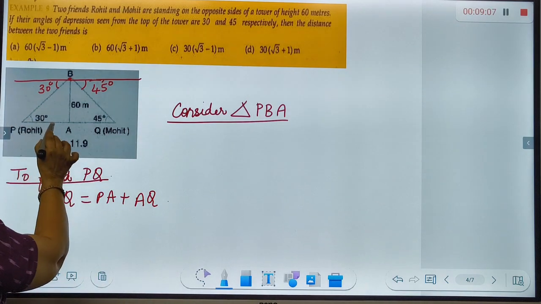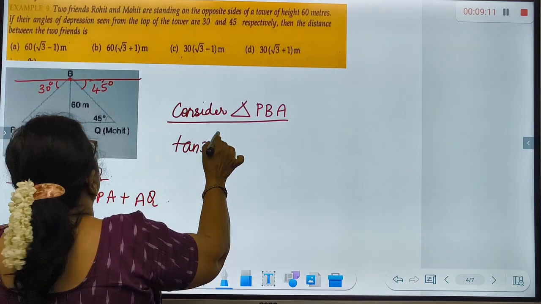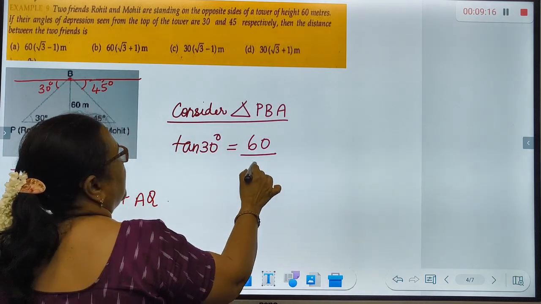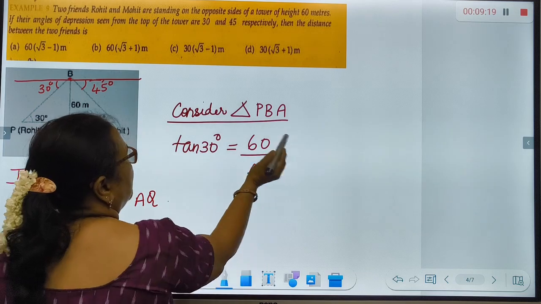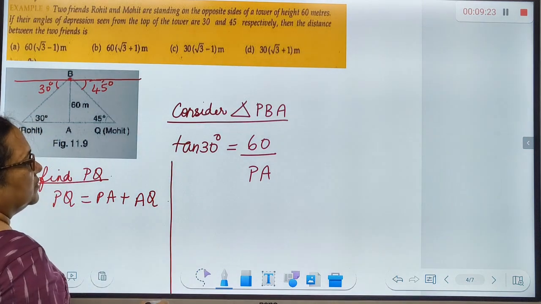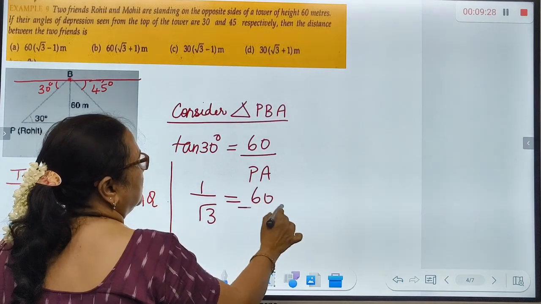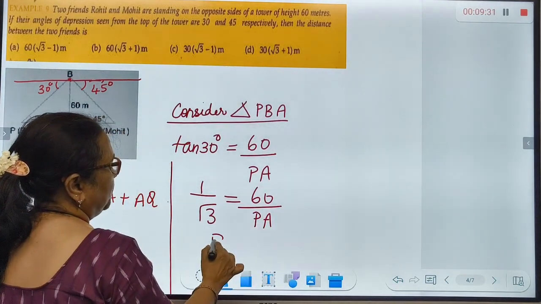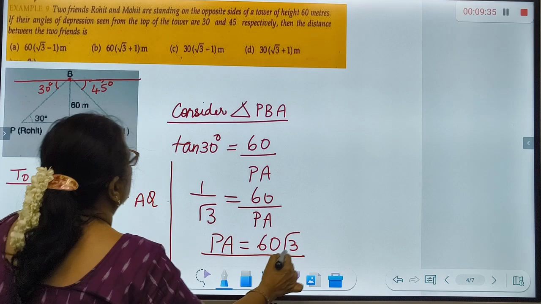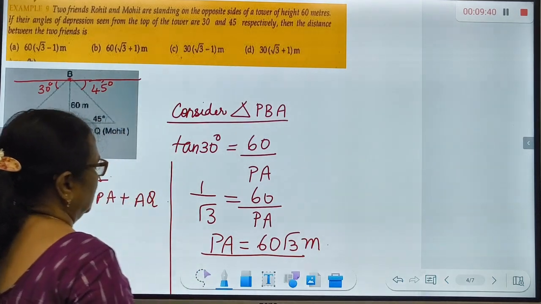Okay, I want adjacent side, I know opposite side. So tan 30 is equal to 60 by AP or PA. Tan 30 is 1 by root 3 equal to 60 by PA. Therefore, PA equal to 60 root 3. PA equal to 60 root 3 meters.